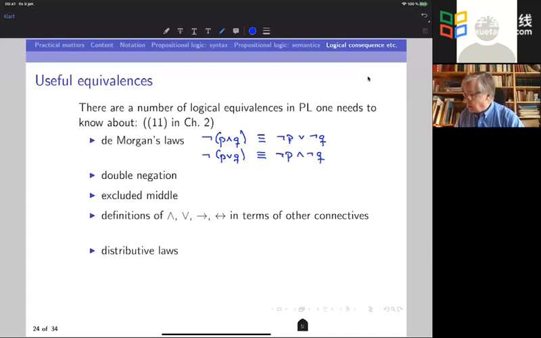Well, double negation, I'm sure you know what I mean. I mean that not not P is equivalent to P. Excluded middle, that's not an equivalence. That's just a tautology, right? P or not P. But it's a famous tautology.